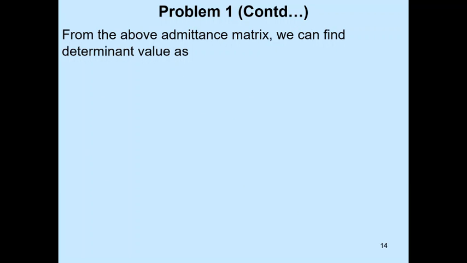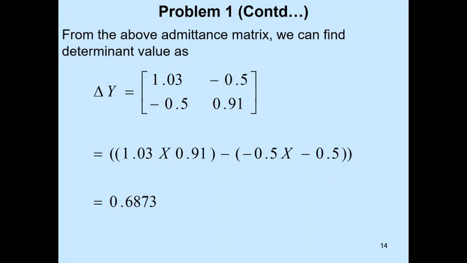From the above admittance matrix, we can find the determinant value. The determinant delta y is obtained by multiplying the diagonal elements: delta y is equal to 1.03 into 0.91 minus (minus 0.5 into minus 0.5). By solving this we get 0.6873.